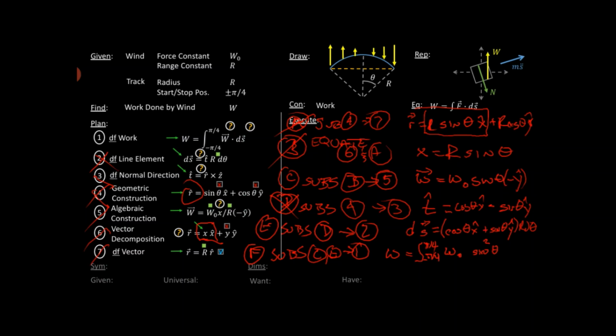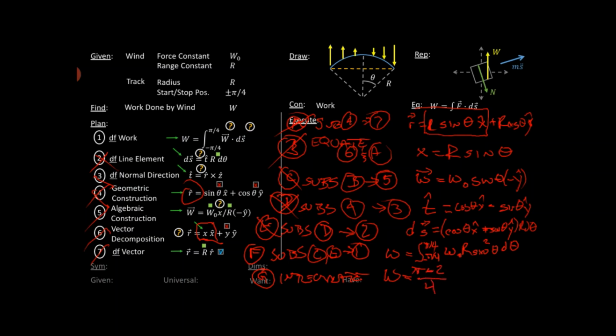So all we have to do is the integral of sine squared theta d theta, because w naught and r are constants. So we integrate. And that integral, if you do it, is (pi minus 2)/4. And we have the constant w naught over r. So that is the amount of work, which is not 0. Pi minus 2 does not equal 0, except in Indiana. So that gets us done with the execution.